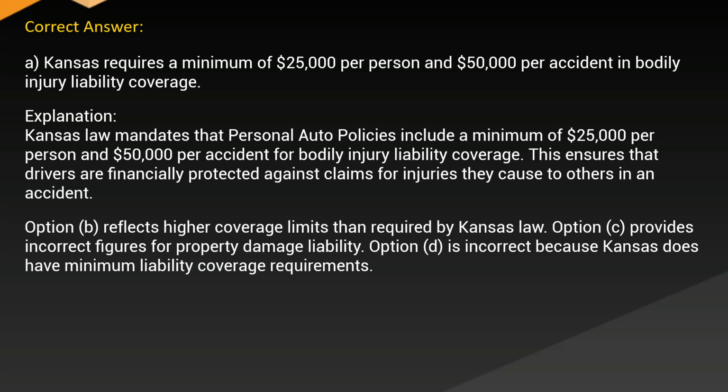Explanation: Kansas law mandates that personal auto policies include a minimum of $25,000 per person and $50,000 per accident for bodily injury liability coverage. This ensures that drivers are financially protected against claims for injuries they cause to others in an accident. Option B reflects higher coverage limits than required by Kansas law. Option C provides incorrect figures for property damage liability. Option D is incorrect because Kansas does have minimum liability coverage requirements.